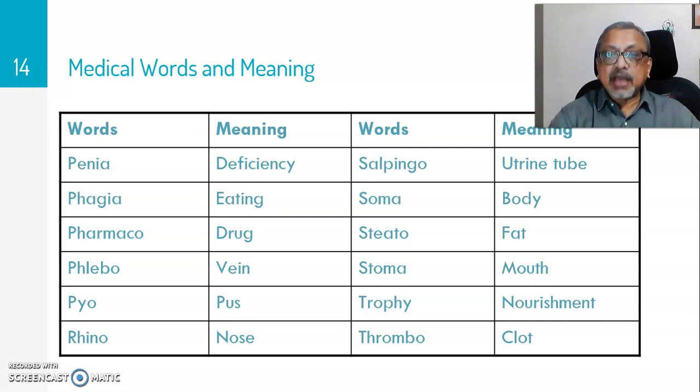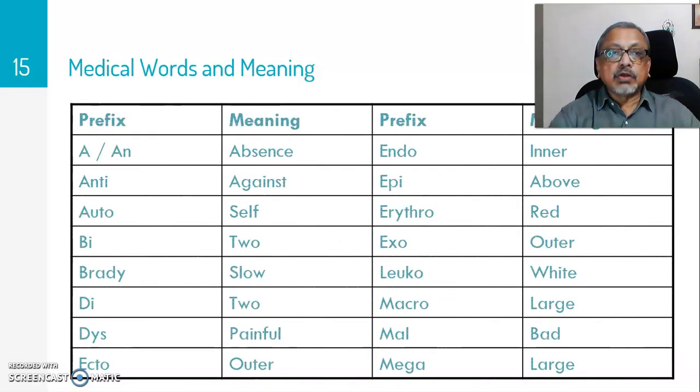Stoma is mouth, trophy means nourishment, thrombo is clot. And a few more words. A means absence, anti means against, antibiotic, against the bacteria. Auto means self, bi means two, brady means slow, di means two, dys means painful, like dysmenorrhea, painful menstrual cycle, painful menstruation. Ecto is the outer, endo means inner. Endocrine glands, a very common word in the medical science.